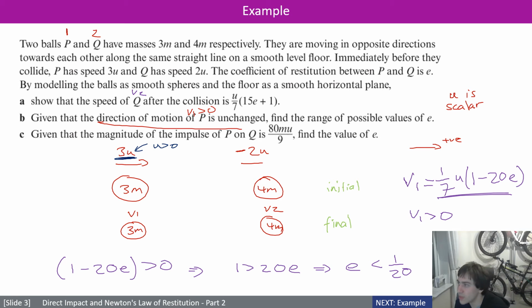E is less than 1 over 20, and then in fact, don't forget, hidden inequality, we know E is always greater than 0, so include that as well, and our final answer will be E is greater than or equal to 0, but strictly less than 1 over 20. And that's it, that's the answer.